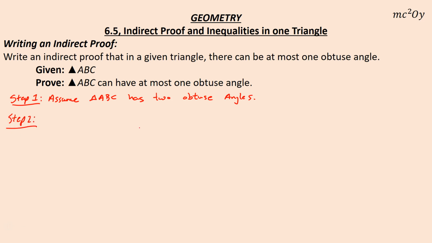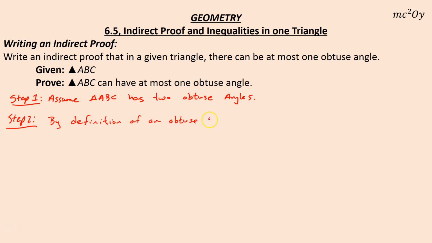Step 2, by definition of an obtuse angle, and it would be helpful if you pause this and think through it before. Remember, in step 2, we're trying to contradict step 1. We're trying to disprove step 1 by reasoning logically that you can't have 2 obtuse angles. And when I say reason logically, we're talking mathematically as well. Okay? You can't just say, well, there can only be one obtuse angle. You have to mathematically state why that is.